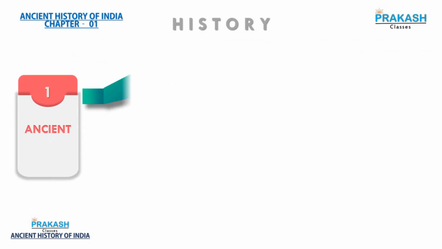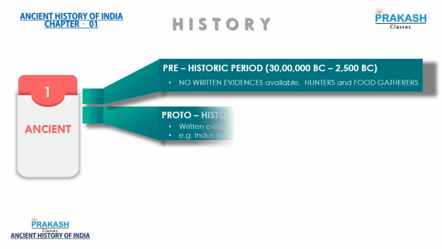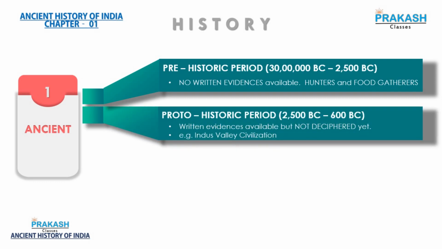The ancient history is further divided into three periods. The first or the earliest period is known as the prehistoric period. It extends from 30 lakh BC to 2500 BC. There are no written evidences of this period. The humans of this period were hunters and food gatherers. The second period is known as the proto-historic period.